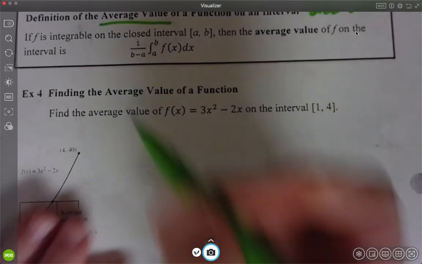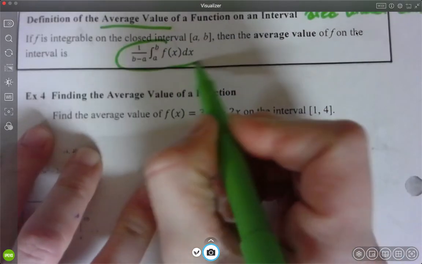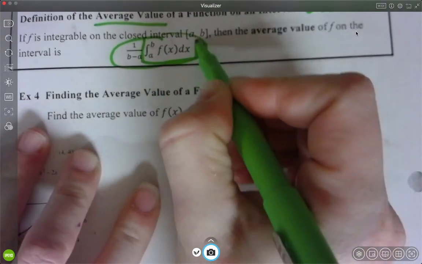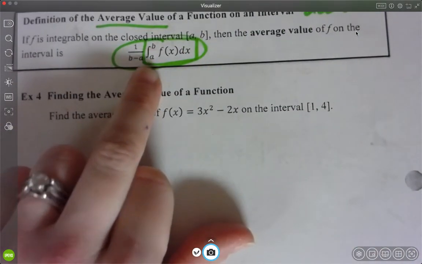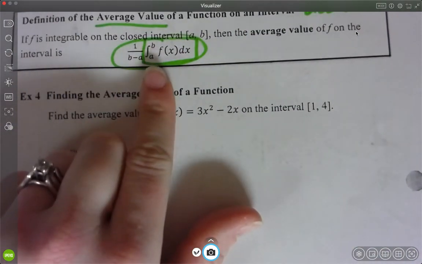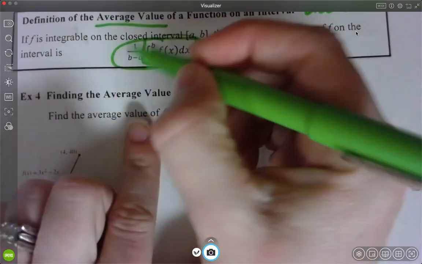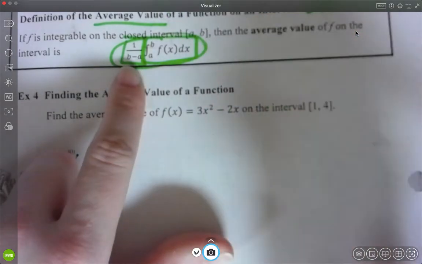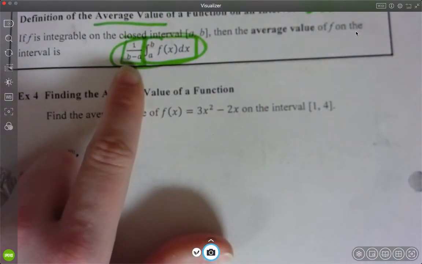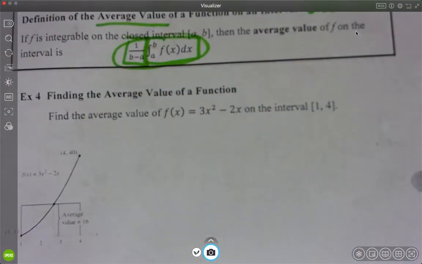And the formula for doing this is the same. This part here, the integral from a to b of f of x, is just like finding the antiderivative, just like we've normally been doing. But then the height of the box will be determined by 1 over b minus a, okay? So that will tell us what our average value will be.